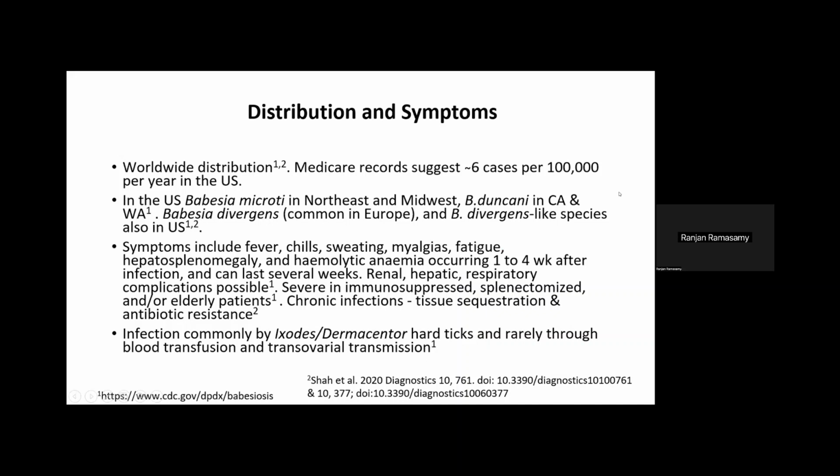Now, babesiosis has a worldwide distribution. It's found in all the major continents, and an estimated 6 cases occur per 100,000 people every year in the US. There are 2 major parasite species: Babesia microti in the northeast and midwestern states, and Babesia duncani in the western states of California and Washington. Babesia divergens is very common in Europe, and divergens-like species are also found in the US.